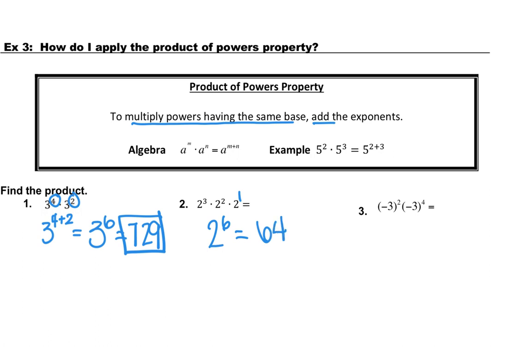Now, I've got these negative 3's as my base, so before you can evaluate to know if it's going to be a positive or negative, we need to just write it as our base. So we've got negative 3, and then we're going to add our exponents together, so we'll get to the sixth power. And so now 6 negatives, because it's an even number, is going to give you a positive number, and we know that 3 to the sixth power is equal to 729.